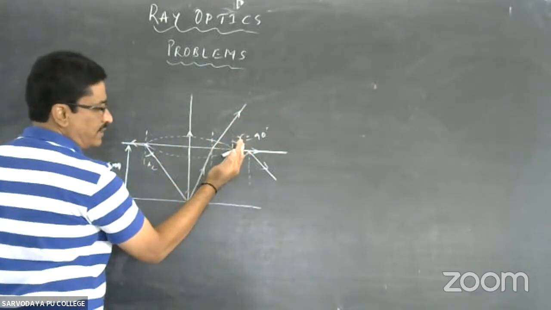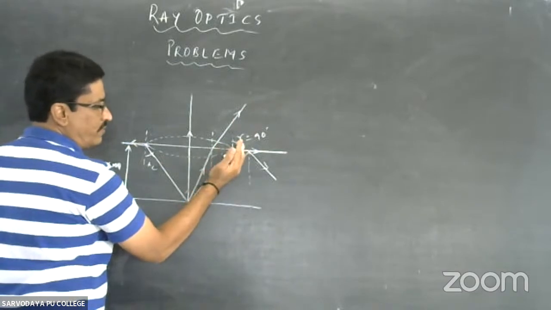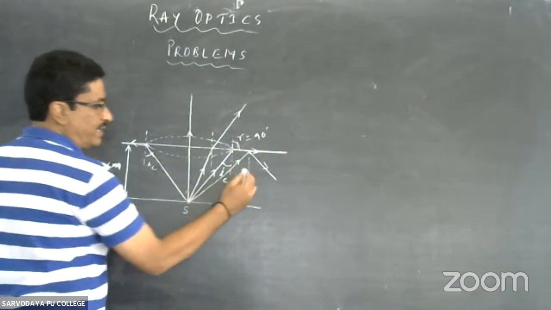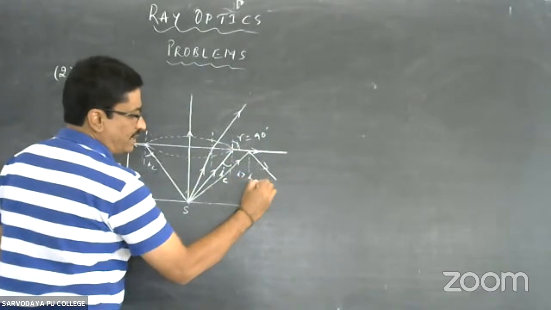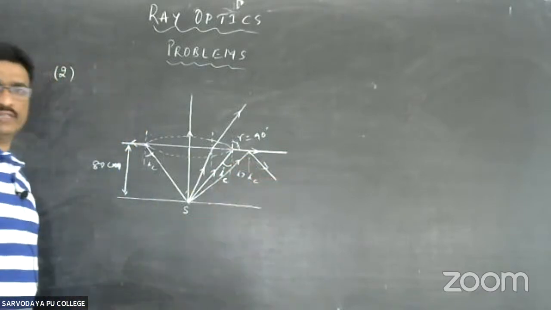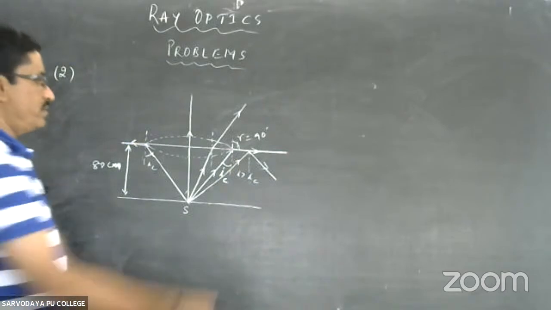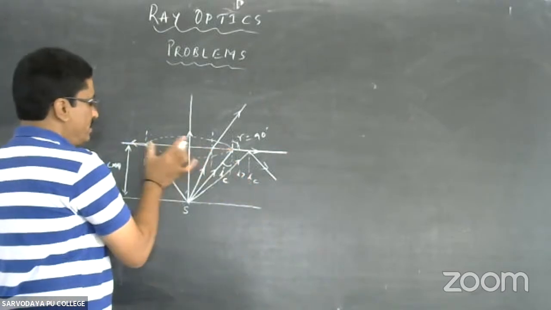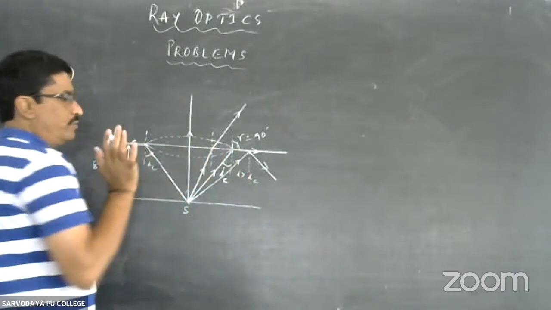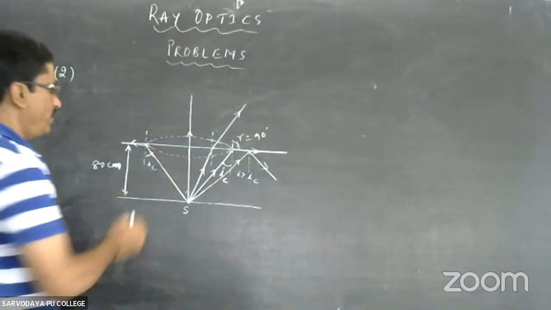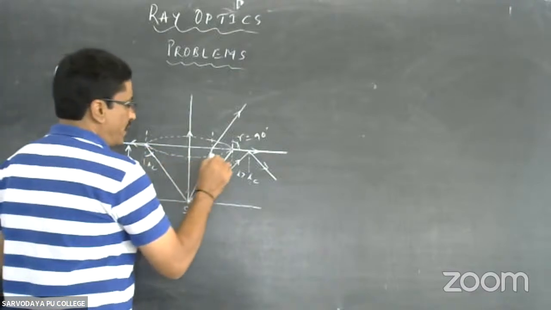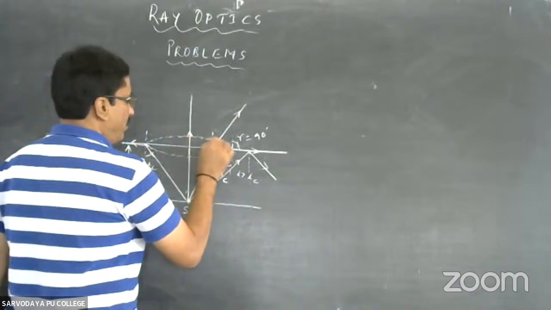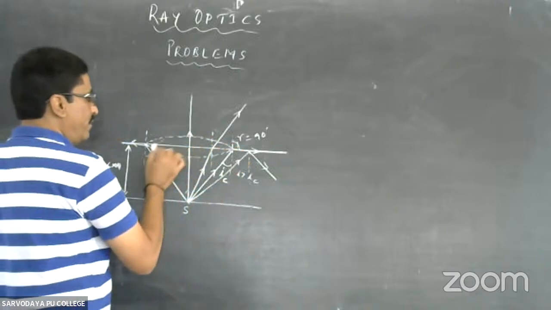All other rays incident at a point other than this will be incident at an angle greater than the critical angle, and therefore will undergo total internal reflection. Therefore, no question of light emerging out. Only up to this periphery will light be coming out. That's why we get a circular patch of light, and we have been asked to calculate the area of this.